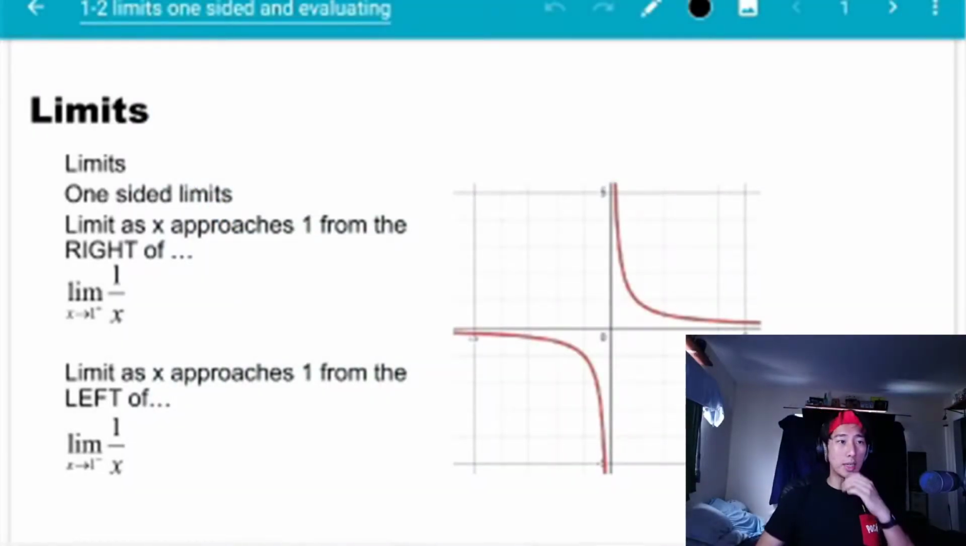Okay, so today we're going to continue talking about limits. Now, again, the main idea with limits is we're looking at what number we're getting close to. We're not looking at the actual number, but asking, what's the pattern? What's the trend? That was the whole idea with limits. So today we're going to talk about one-sided limits.